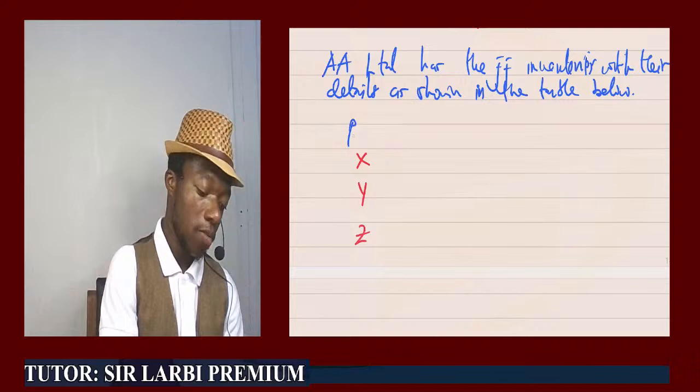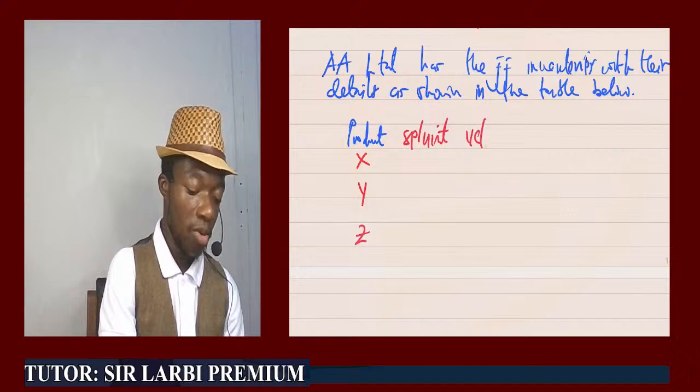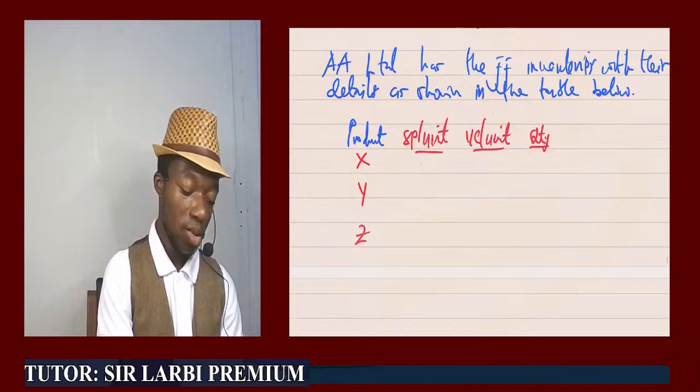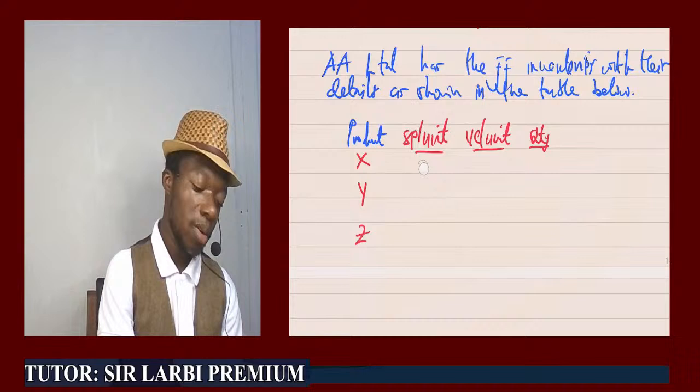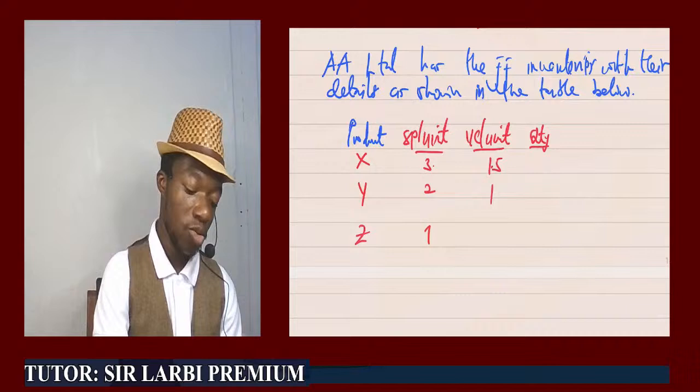Now we have the product, and then the selling price per unit. Then variable cost per unit, and the total quantity of output that they produce, quantity also being given there. The selling price of X goes for 3 Ghana cedis. Let's say here is two, here is one. And the cost here we have to be 1.5, here we have one, here we have 0.5 per unit.